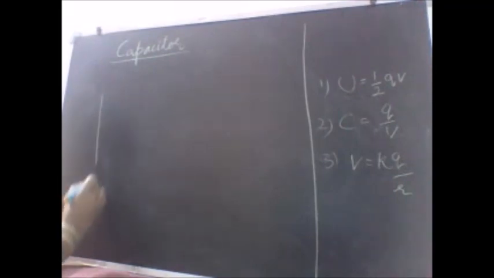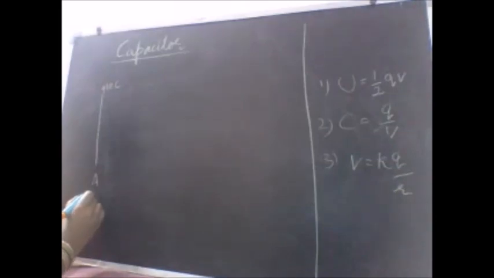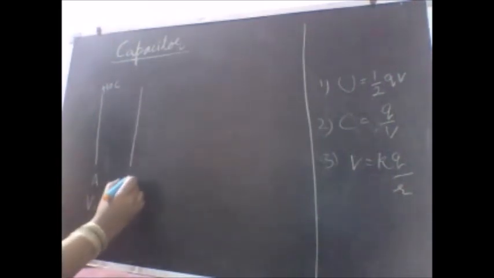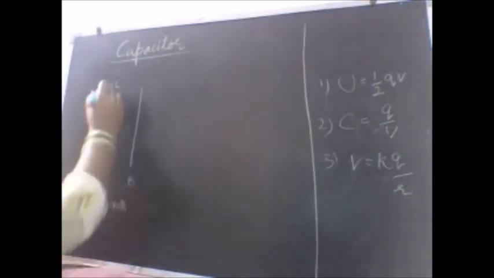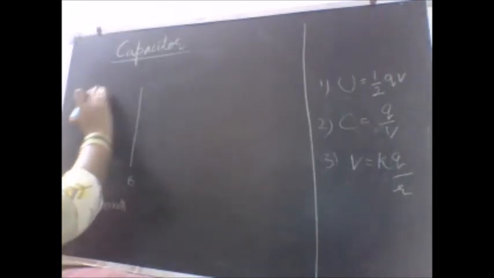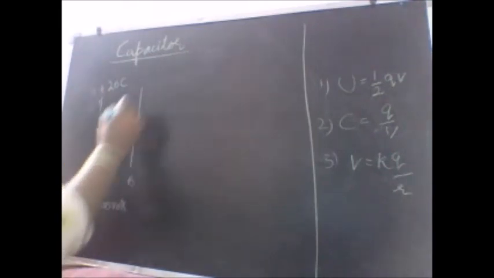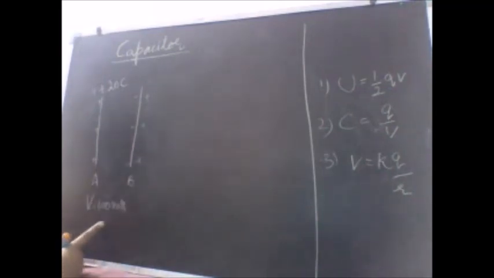One plate A is given to me. Initially the charge we assumed to be 10 coulomb and the potential of this was 100 volt. Next, another plate B was kept near this plate A, due to which the charge that I could give to plate A was not plus 10 coulomb but plus 20 coulomb. The voltage was kept the same. The capacitance almost increases to double the initial value.